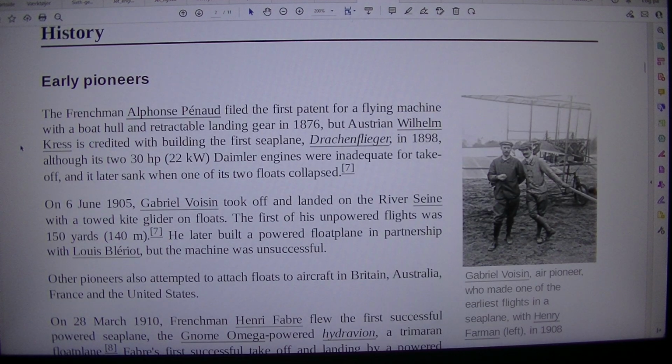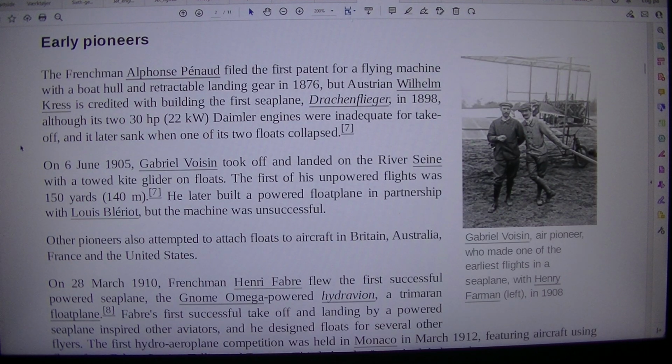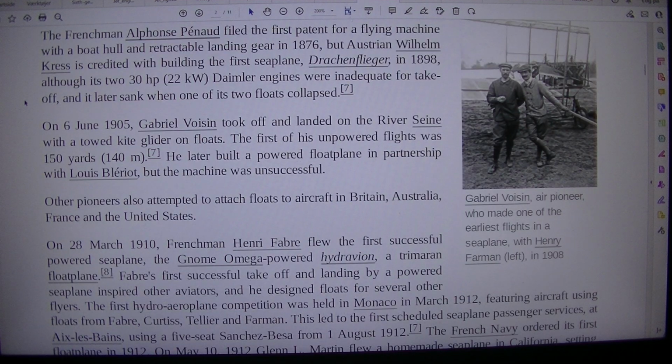Gabriel Voisin, air pioneer who made one of the earliest flights in a seaplane, with Henry Farman, left. In 1908 the Frenchman Alphonse Pénaud filed the first patent for a flying machine with a boat hull and retractable landing gear in 1876, but Austrian Wilhelm Kress is credited with building the first seaplane, Drachenflieger, in 1898, although its 30 HP, 22 kilowatts, Daimler engines were inadequate for takeoff, and it later sank when one of its two floats collapsed.